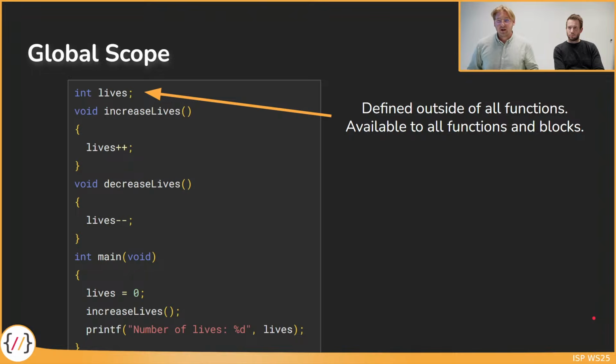So we have talked a lot about the local scope, and we will briefly talk about global scope. You can not only define and declare variables in a function and use them there, but you can also define a variable outside of all functions, for example, at the top of your code. If you do that, then you will be able to access this variable in all of the functions that you use. So for example, if you define the variable lives here, then you can access this variable in the increase lives function, in the decrease lives function, but also in the main function.